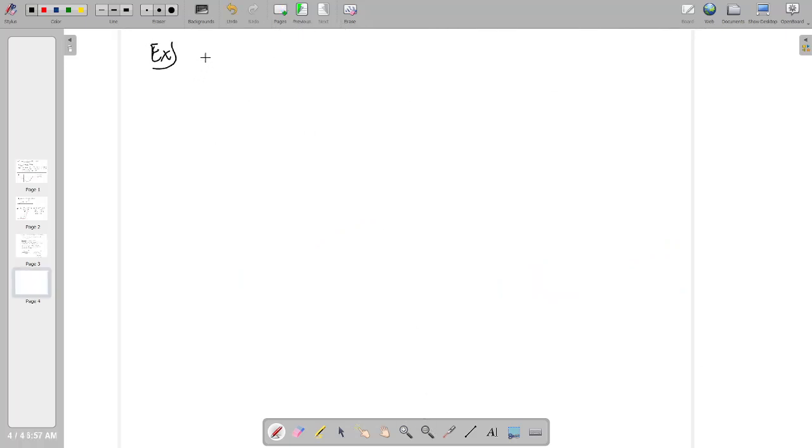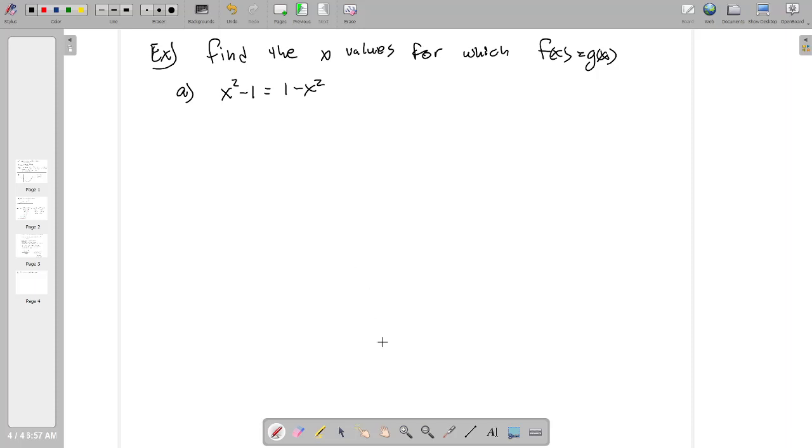Let's go ahead and do an example now. Find the x values for which f of x is equal to g of x. For part A, let's say that we have x squared minus 1 is equal to 1 minus x squared. So we're looking at these two functions. Now we need to graph these because that's the whole idea behind this section, is that we graph them and find the solutions that way. So 1 minus x squared will look like, underline them so we know what color each graph is, 1 minus x squared will look like this.